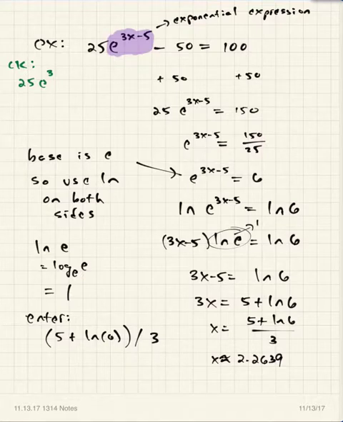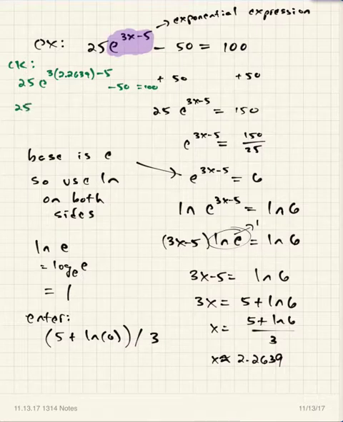So I have 25 times e to the 3x minus 5. So this would be 3 times 2.2639, like that, minus 5 power. And then minus 50 equals 100. Right? And so you do all the arithmetic on the left side of the equation. So I'd have 3 times 2.2639 power. And so that would give me this.